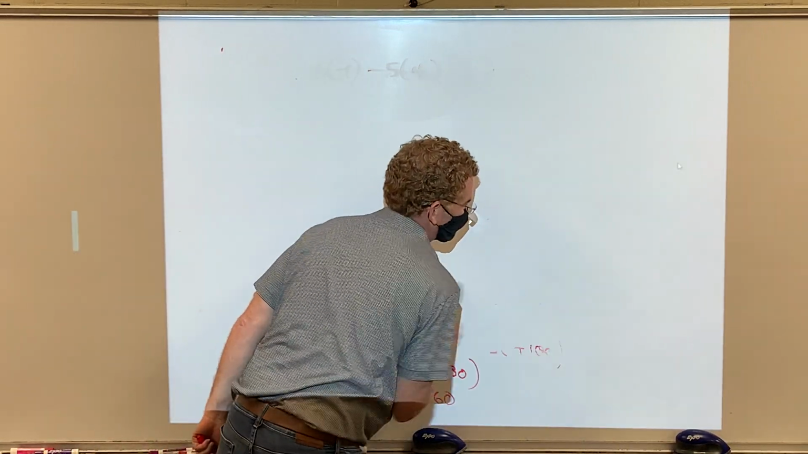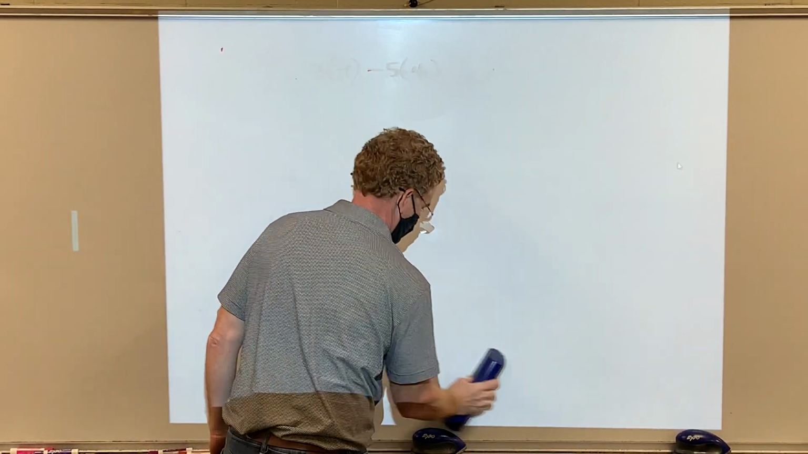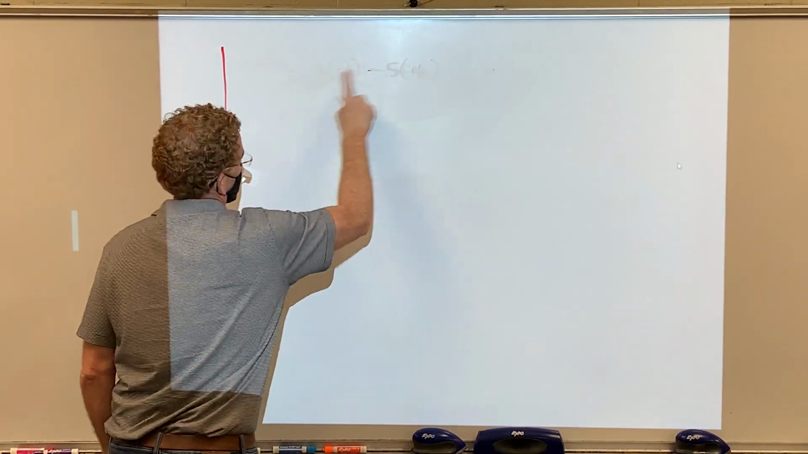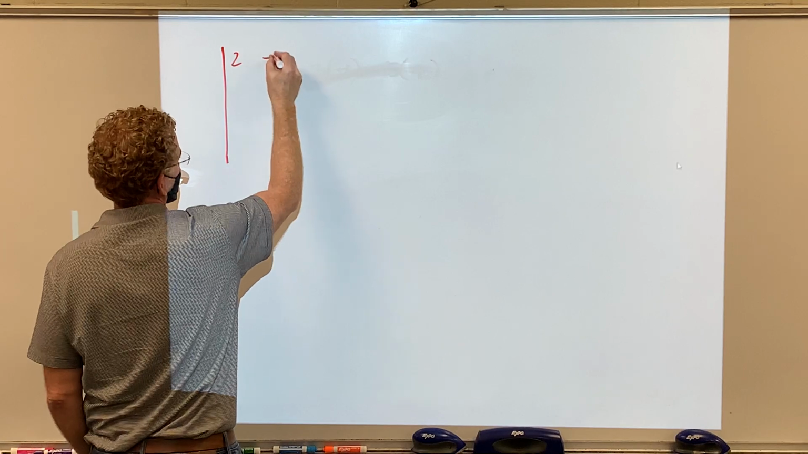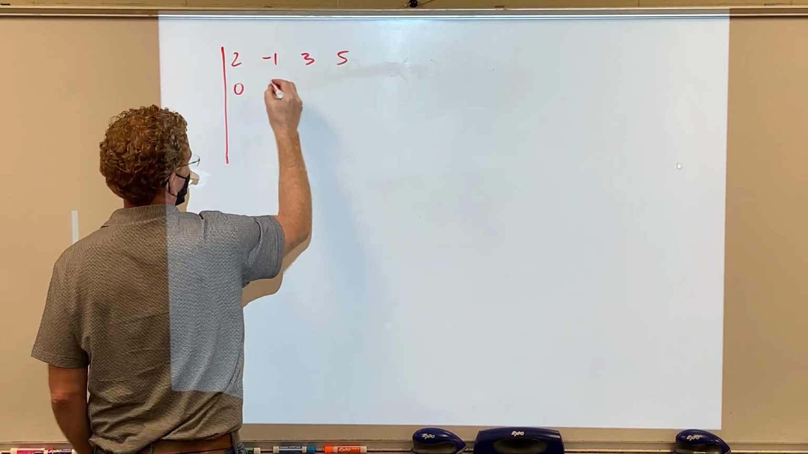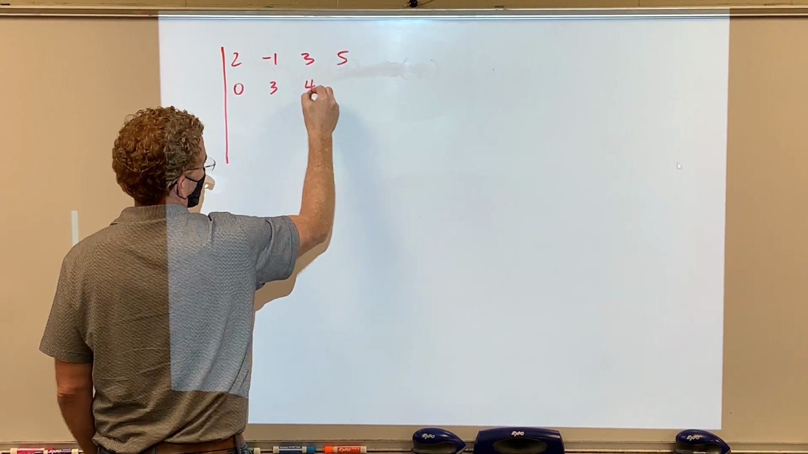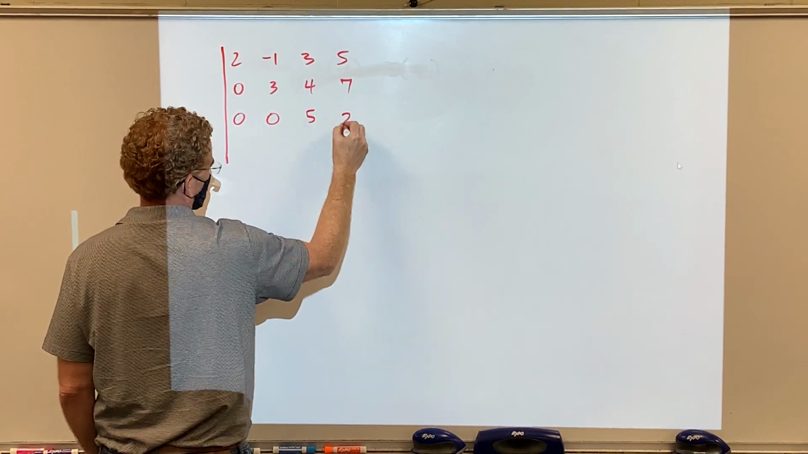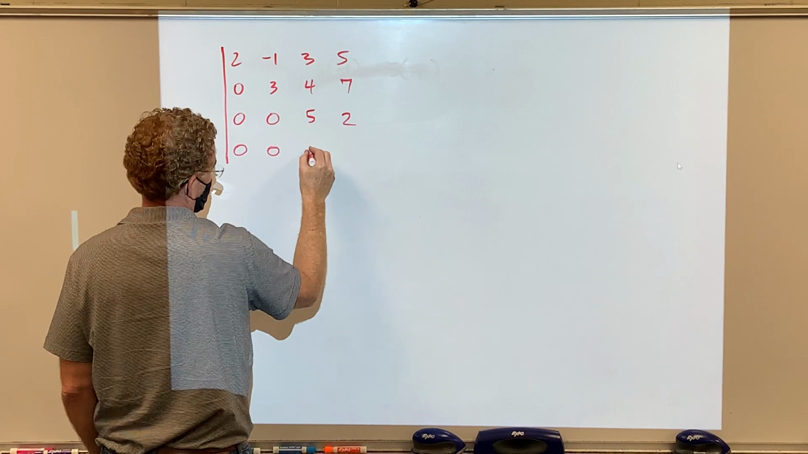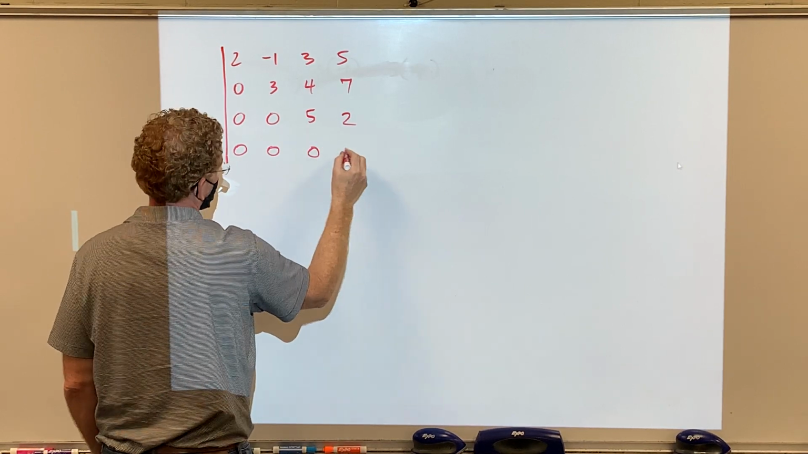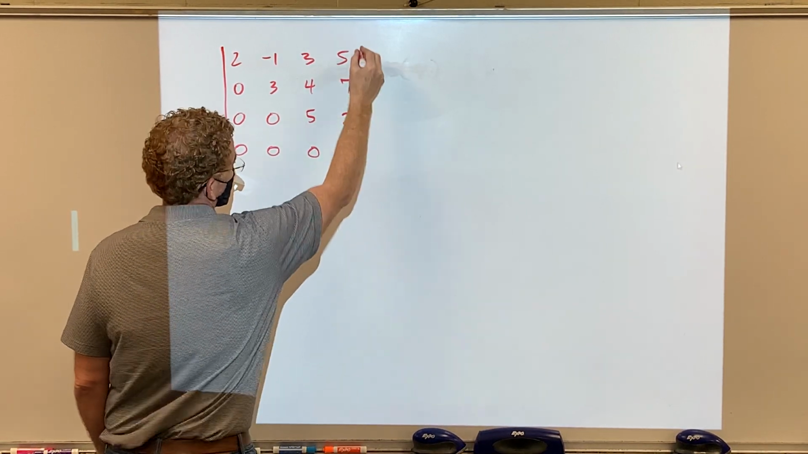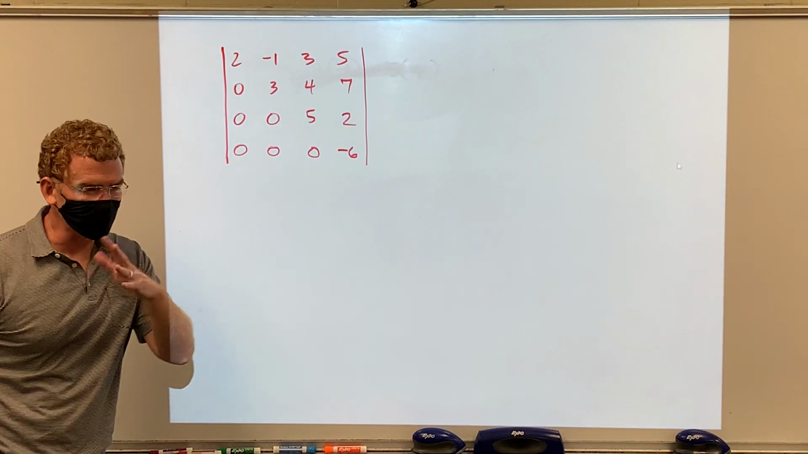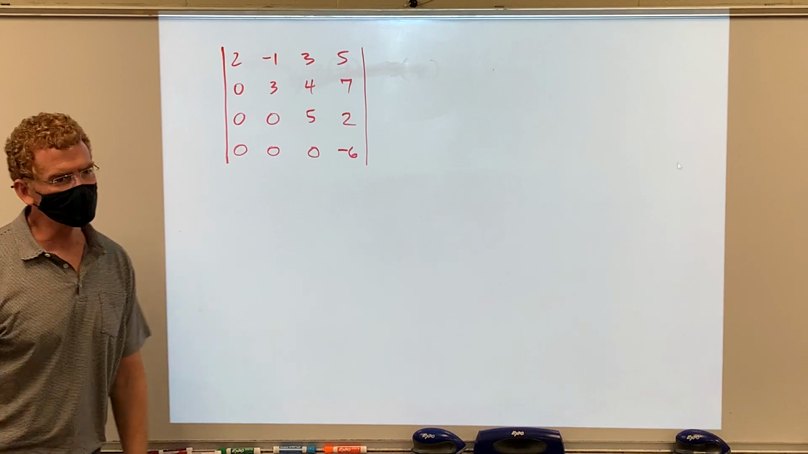We've got some time, right? So check this out. What if I gave you 2, -1, 3, 5, 0, 3, 4, 7, ooh, 4x4. That could potentially be 4 3x3s, unless you choose wisely.